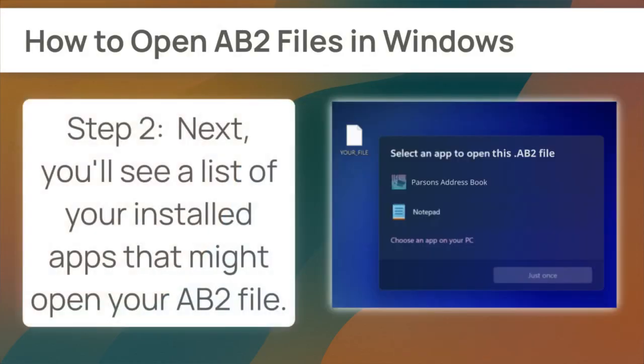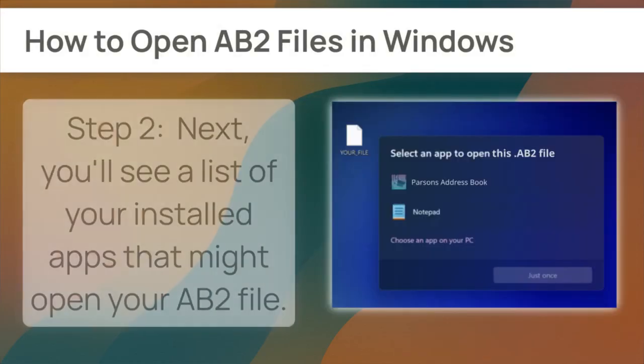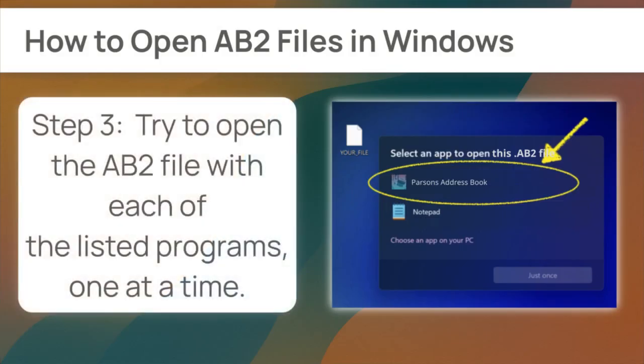Right-click the AB2 file and click Open With. Test Parsons Address Book first. If it's unavailable, choose another program. The right tool is key to success.